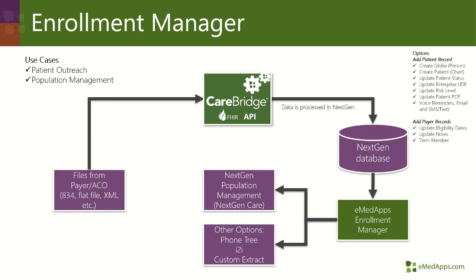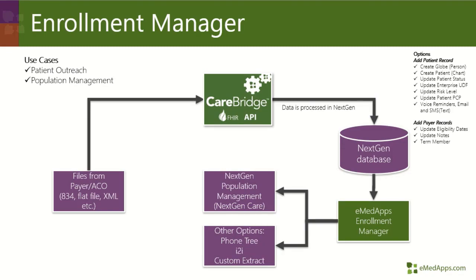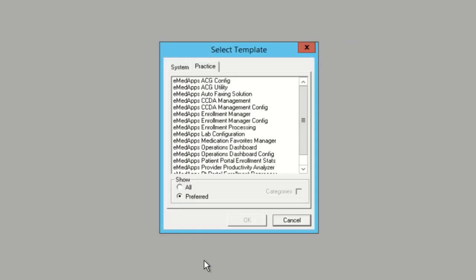Once you receive the files from your external source, the eMedApps CareBridge engine processes those records and ultimately imports the needed data into the NextGen application. Once the files have been processed, the users can see and manage these records within the NextGen application on one of three practice-level templates.